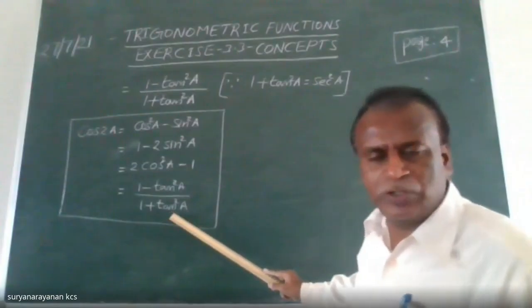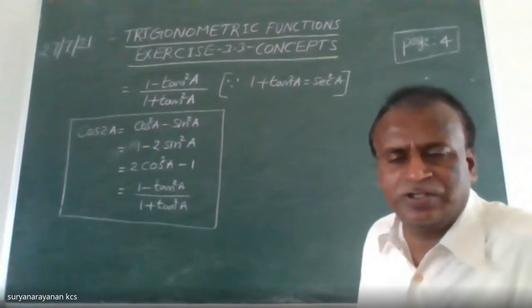Samuel, my dear Samuel. Yes, sir. Cos 2A is equal to cos square A minus sin square A. Cos 2A is equal to 1 minus 2 sin square A. Cos 2A is equal to 2 cos square A minus 1. Cos 2A is equal to 1 minus tan square A divided by 1 plus tan square A. Very good, my dear Samuel.